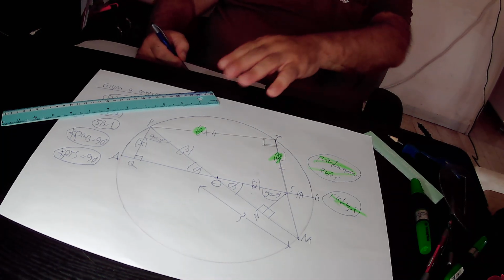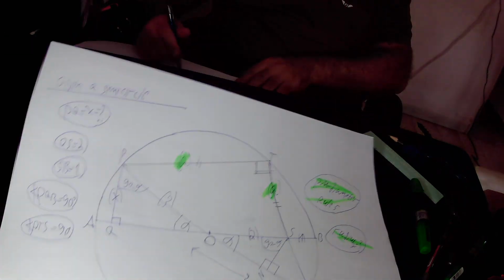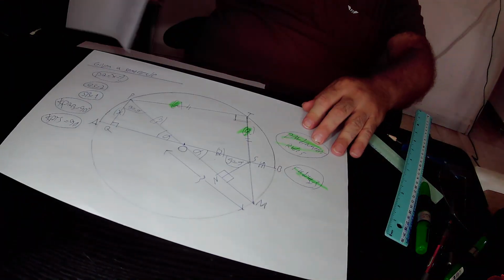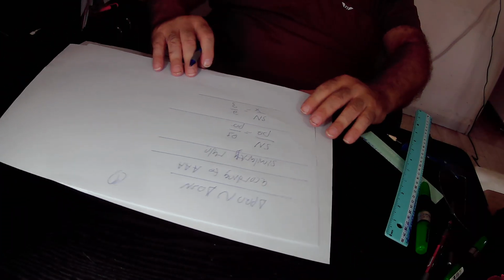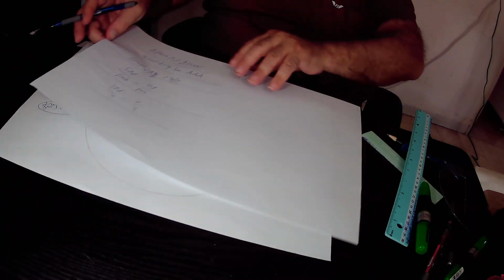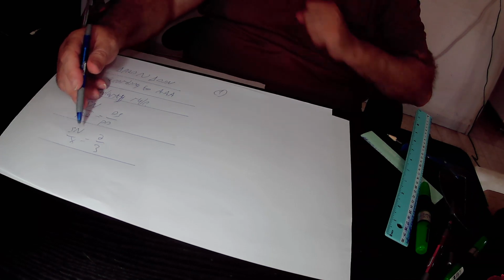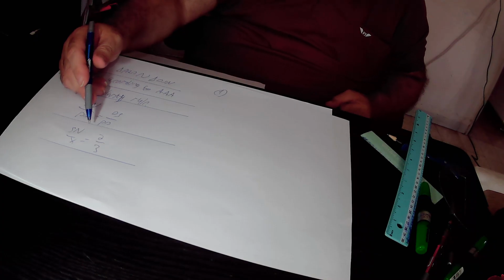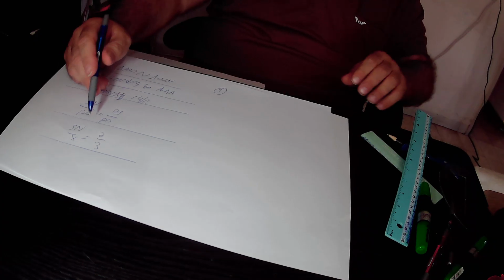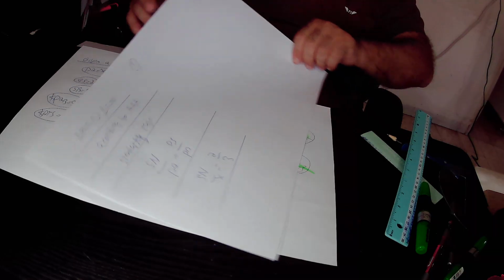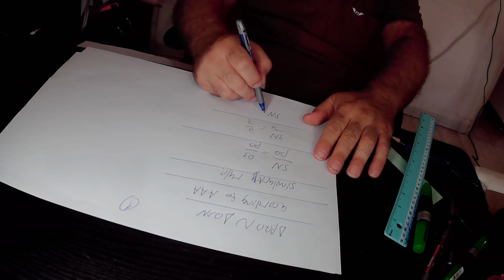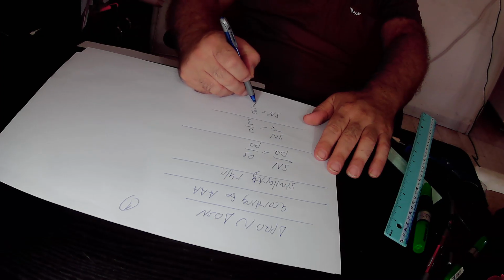So in total, we actually found out that SN over x equals 2/3. Again, SN over x equals 2/3. Here we will multiply this equation by x and finally get that the missing side SN equals 2/3 x. Again, the missing side SN equals 2/3 x.